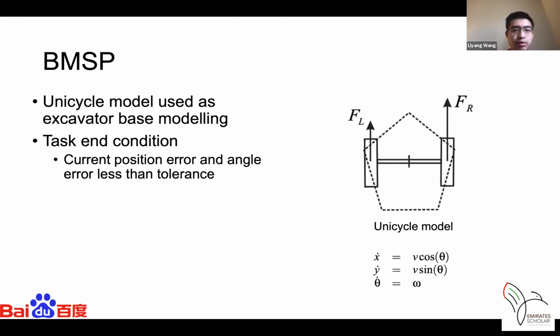And then I will introduce our BMSB. The excavator is modeled as a unicycle, as seen in the right figure. The two tracks are considered as two wheels, and we give the two tracks different forces. For example, in this case, we make the right force larger than the left force, then the excavator turns left. So it's a unicycle model. The end condition is that the current position error and angle error are less than a tolerance. Then we consider our excavator has moved to the desired row point.